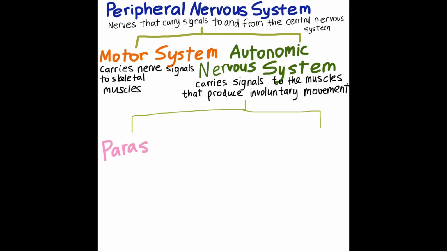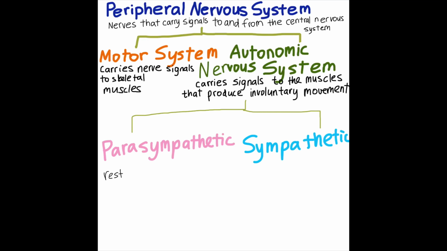The autonomic nervous system is composed of two systems, the parasympathetic division and the sympathetic division. The parasympathetic division carries nerve signals that prepare the body to rest and digest, conserving energy. The sympathetic division carries nerve signals that prepare the body for fight and flight, consuming energy.